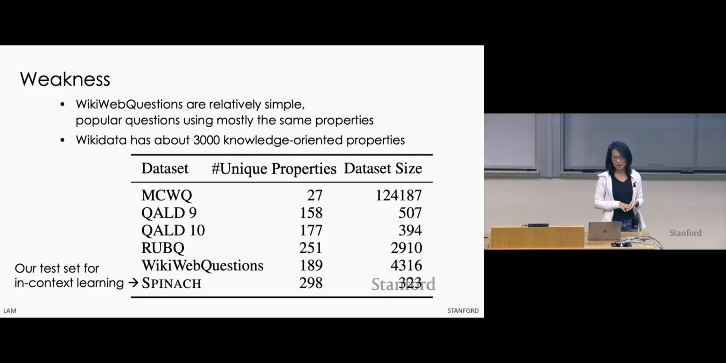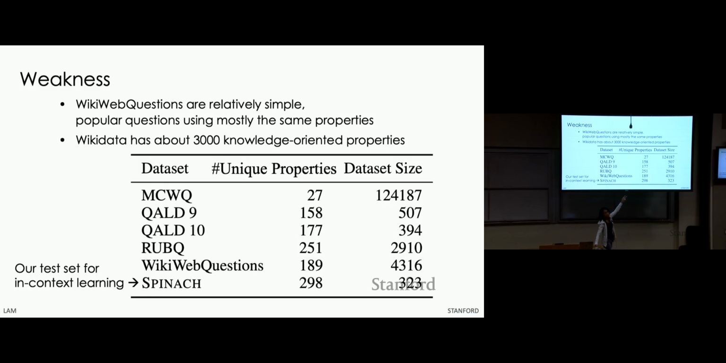As it turned out, Wikidata has about 3,000 knowledge-oriented properties. 7,000 is about connecting to other databases and stuff like that, but 3,000 properties. And if you look across all the data sets that people have done, we're at hundreds of properties, nowhere touching the 3,000 properties. And if I'm fine-tuning, if I have never seen that property in my training data, I will not be able to generate you the correct SPARQL query. There is no way. Okay, so that is something we know.